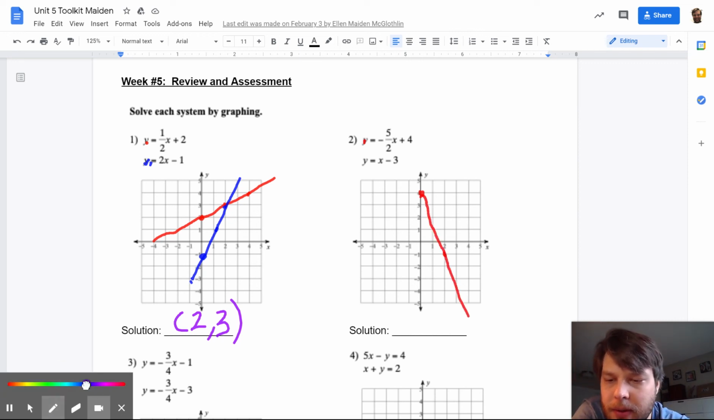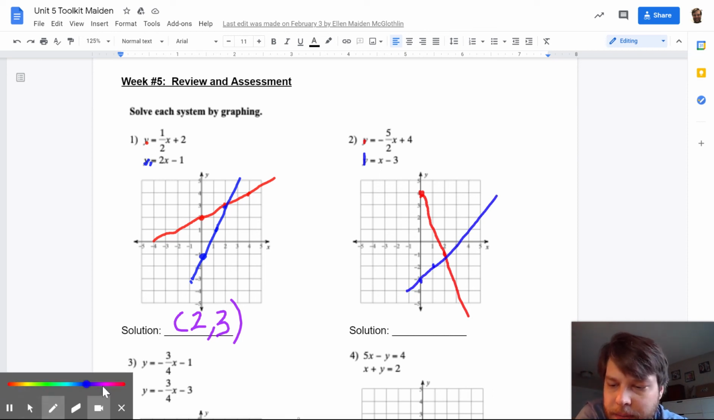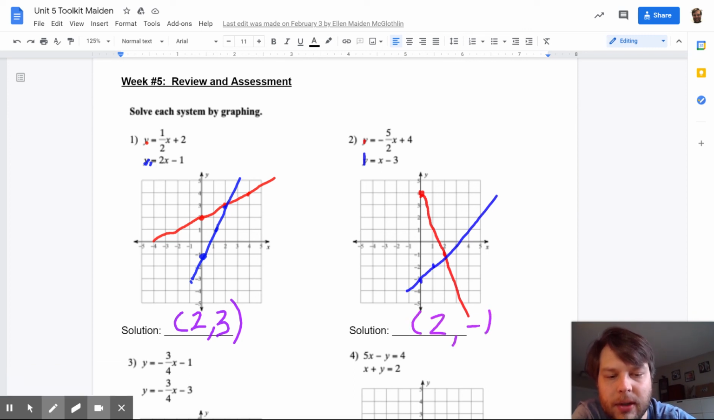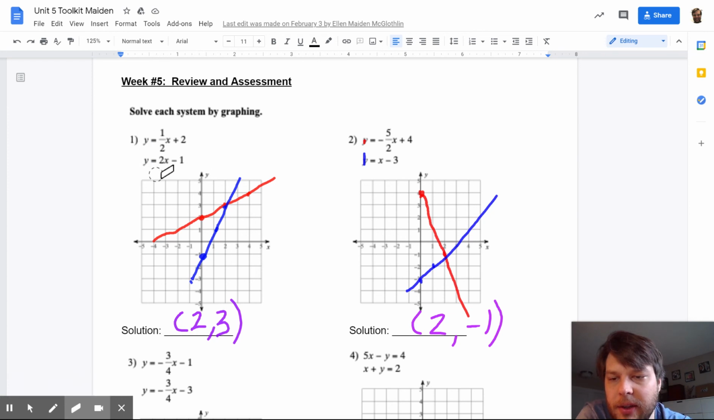Then I'll use blue for the bottom equation right here. Y equals x minus 3. Start at -3. Go up 1 over 2. Connect those dots. You can see where they intersect is at 2, -1. Again, make sure those numbers make sense when you plug them back in. Let's erase everything and then slide on down to the next set of problems.